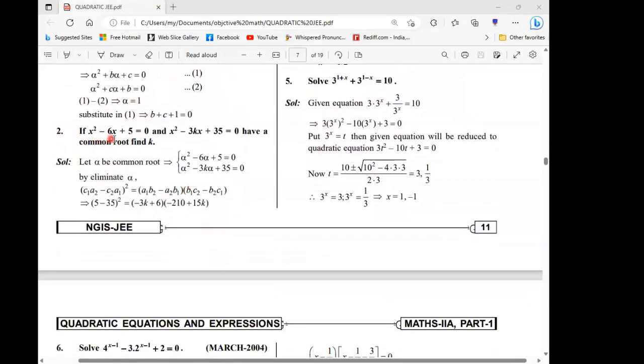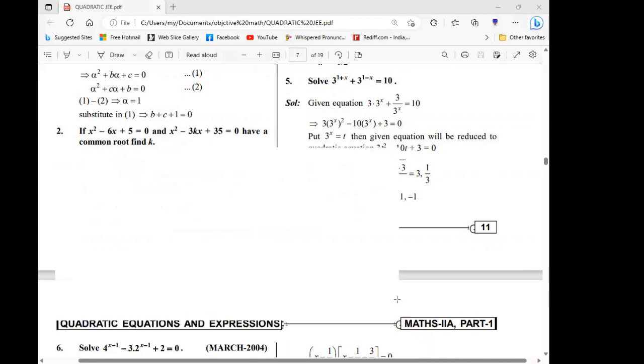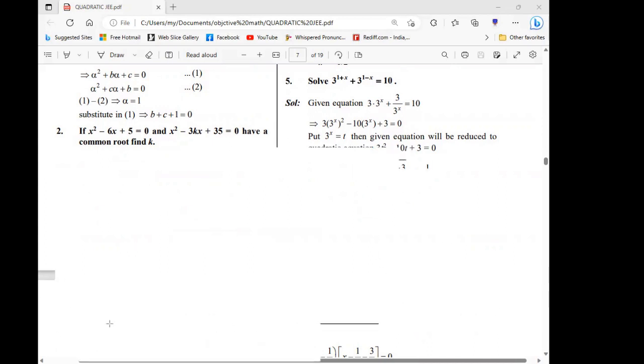Second question. If x square minus 6x plus 5 equal to 0 and x square minus 3kx plus 35 equal to 0 have a common root, then find the value of k. This was an interesting problem. Here we will use the common root condition. Remember the formula?